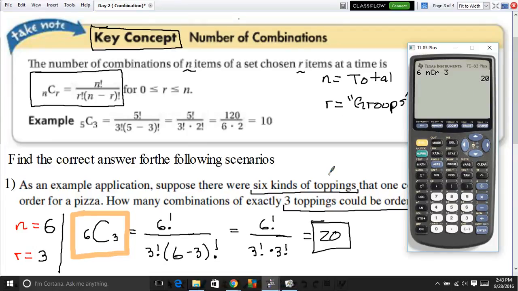So there are two ways for you to do it. I always like to start with the formula so you know where it's coming from. But it's okay if you just go from the expression, the notation, straight to the answer.